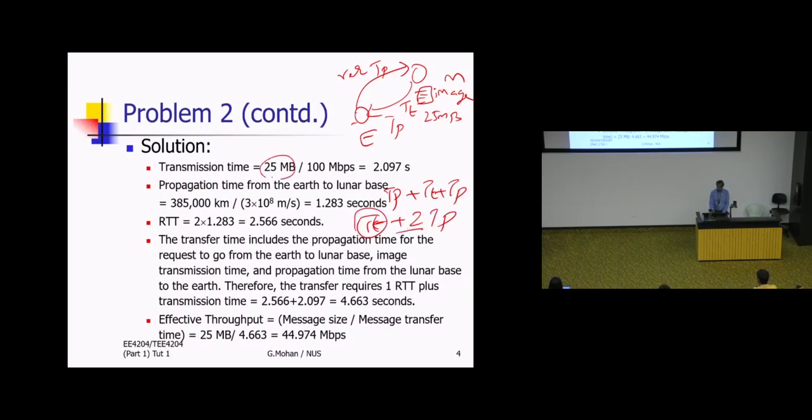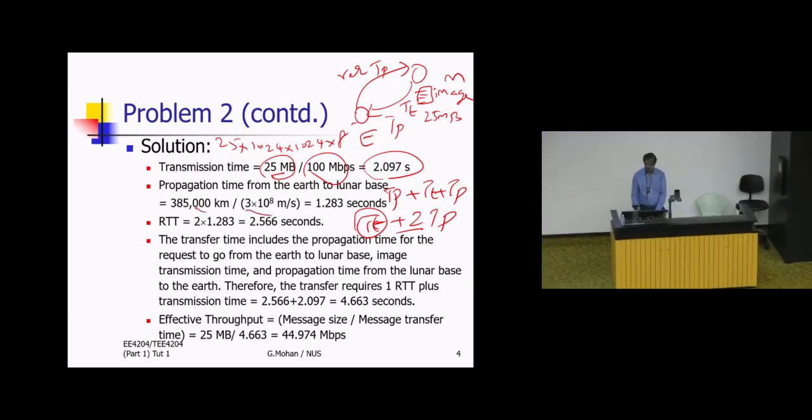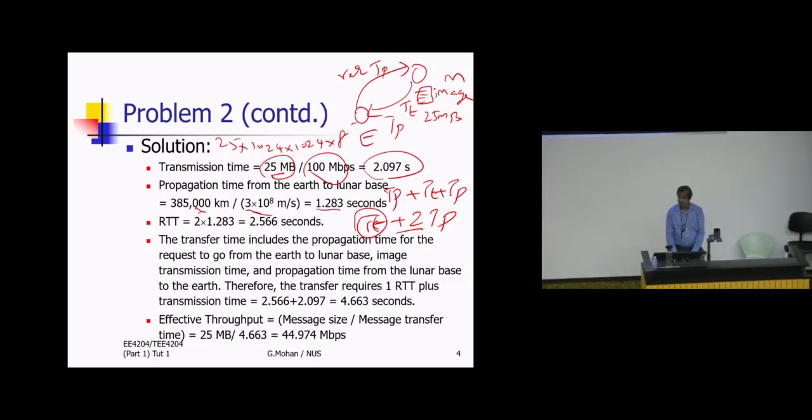What is the TT? It is the transmission time, size divided by data rate. Size 25 MB. When you say 25 MB, this is 25 by 1024 by 1024, because when you represent the size, M is 2 raised to the power 20. It is not 10 power 6. Multiplied by 8, you'll get 2.097 seconds. That's the time required to transmit the image. TP, propagation time: that is the distance divided by the velocity or speed. The distance is given, speed is given, 1.283 seconds. So a bit reaches the moon or Earth in 1.2 seconds.